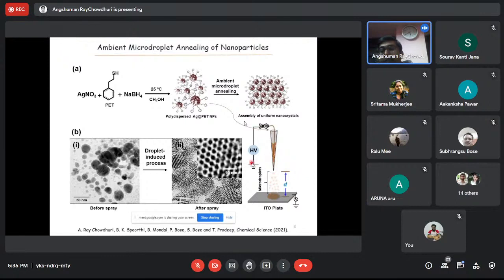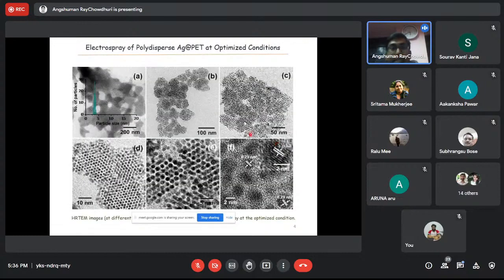Another one is the potential we are applying. We have to play with the potential we are giving to the platinum wire electrode. Then the solvent in which the material is dissolved, that is also a parameter. So when we have optimized all the conditions in each case, at optimized conditions we are getting this type of structure.